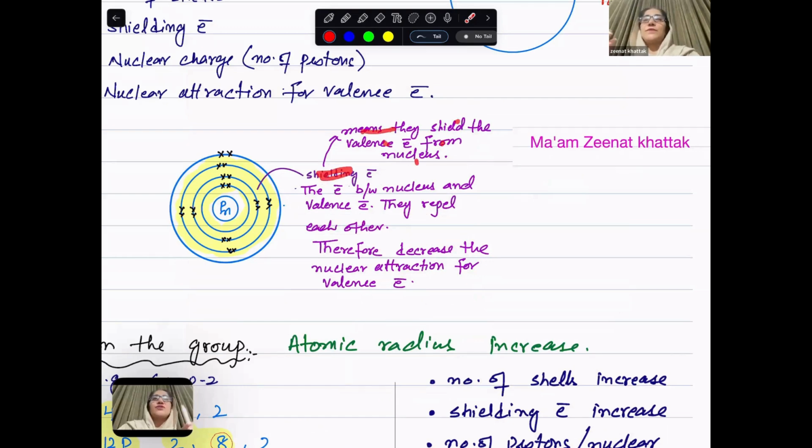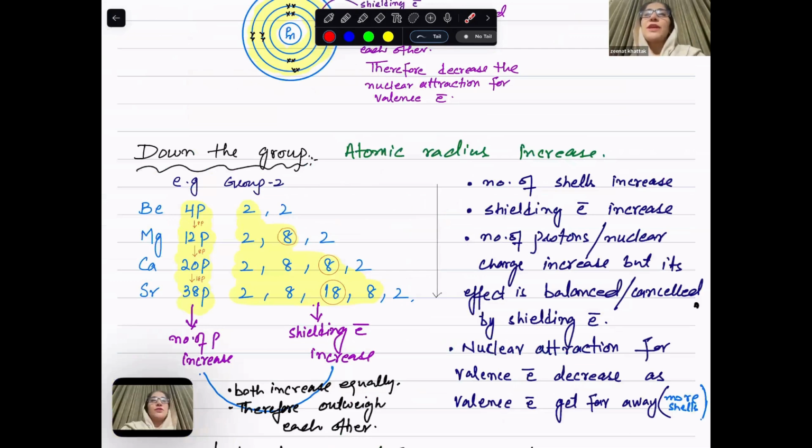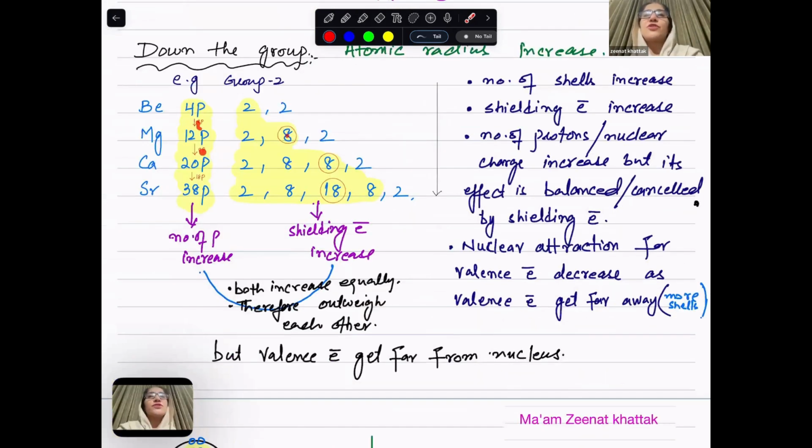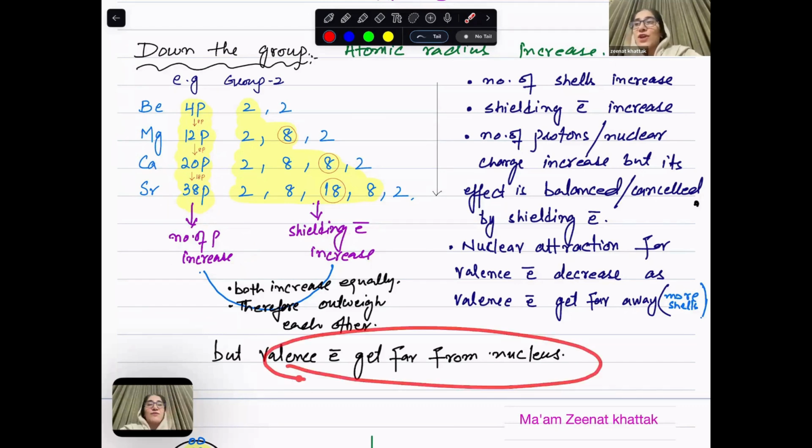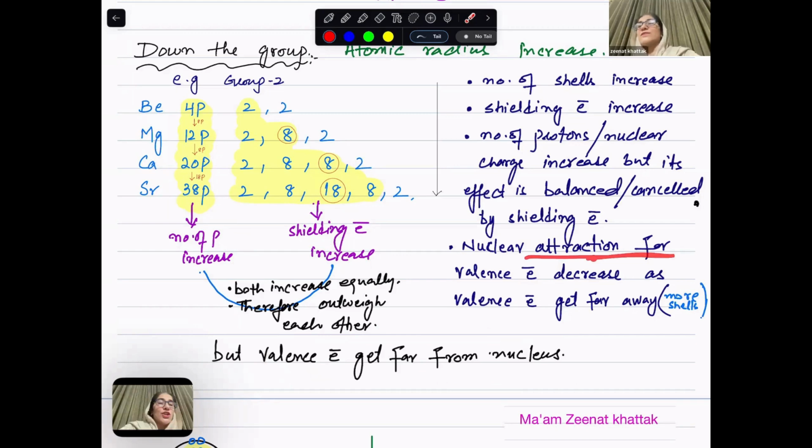Down the group, protons increase: 8 proton, 8 electron, 8 proton, more 8 electron, more 18 proton. The number of protons increases, shielding electrons increase equally. Therefore, they outweigh each other, they balance each other. But valence electrons are getting far. Therefore, nuclear attraction for valence electron is getting less because they get far away, more shells. But what happens across a period?